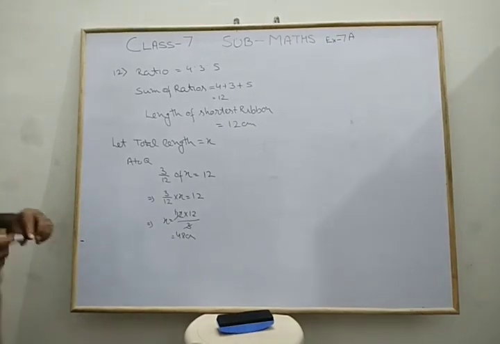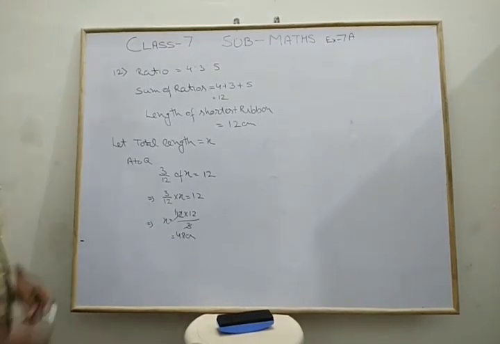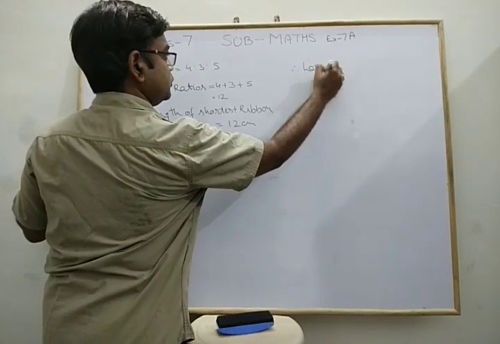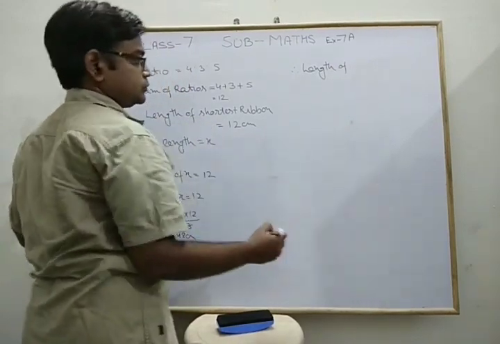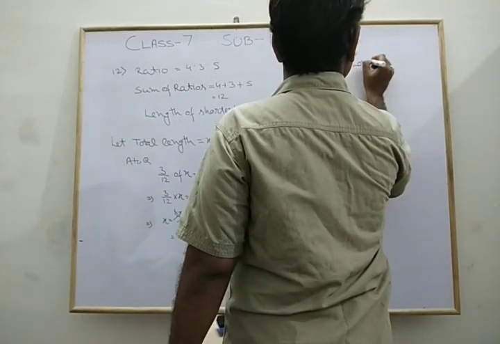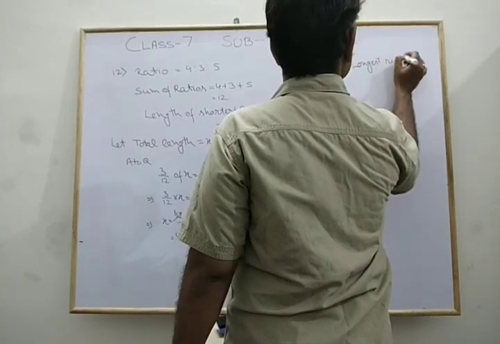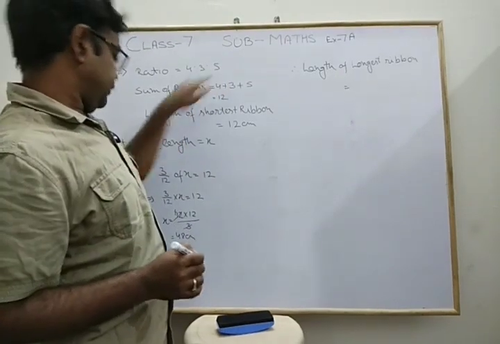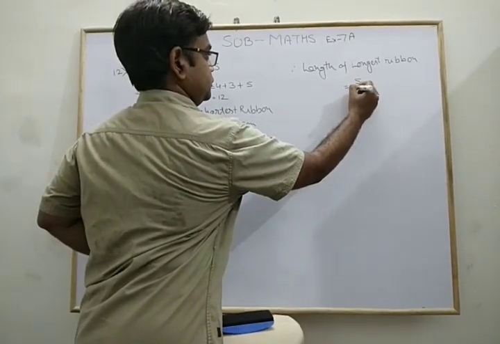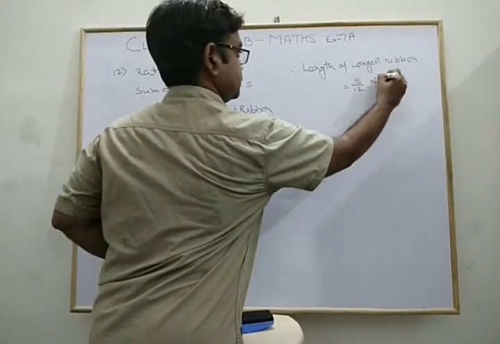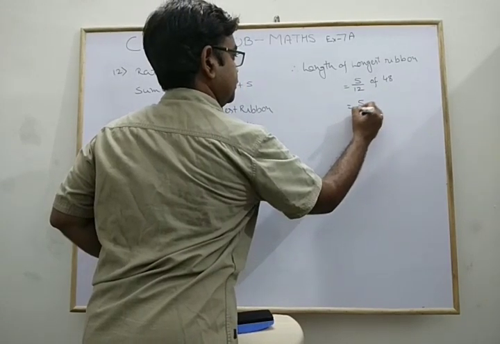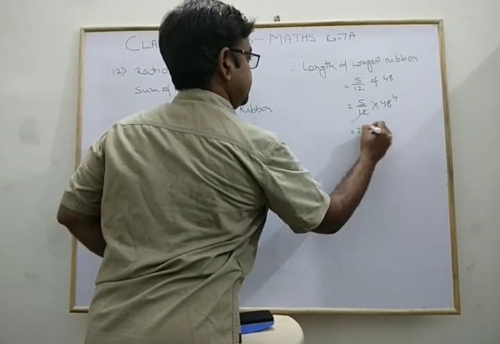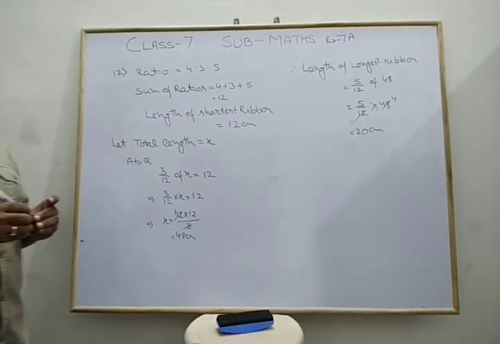Now the question asks you the length of the longest ribbon, this longest part. Therefore, length of the longest ribbon equals 5 upon 12 of 48, which is 5 upon 12 into 48. 12 fours are 48, so it's 20 centimeters. Now this is the answer. It's a very simple one.